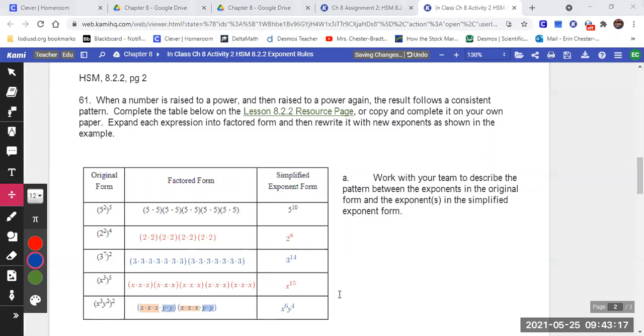So we've worked together to finish the table. We now need to work together to find out what we need to describe the pattern between the exponents of the original and the exponents of the simplified. Who sees a pattern? What do we notice happened this time? We didn't add the exponents, did we?